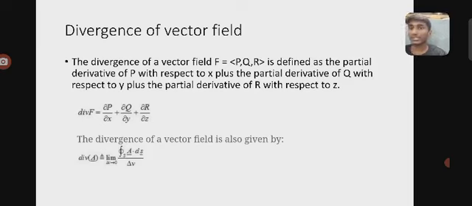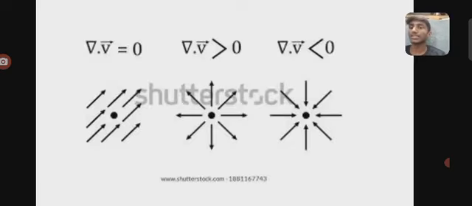It is also given by the divergence of A. Here you can see the limit as delta v tends to 0 of the closed surface integral of A dot dS divided by delta v. You can see the diagrams of 3 pictures where the divergence of a vector equals 0, the divergence of a vector is greater than 0, and the divergence of a vector is less than 0. So these were the 3 images denoting the above equations.